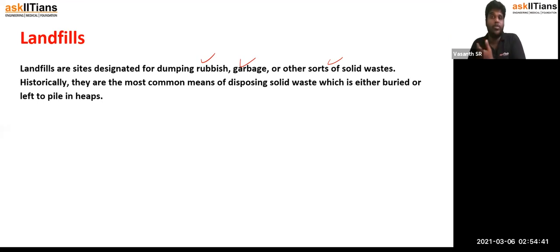There will be houses nearby of people called scavengers. They will collect plastics and metals and other things, and then give them to other shops and get some money out of it. That is also done. So landfill is a very historical method where they just dump all the things at a particular site and allow them to rot and decay.